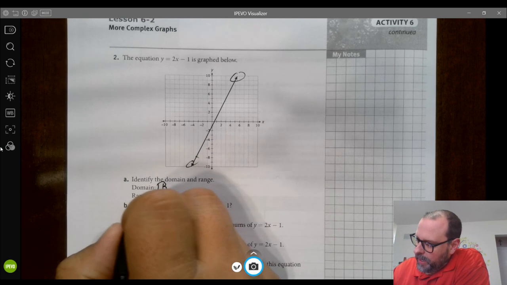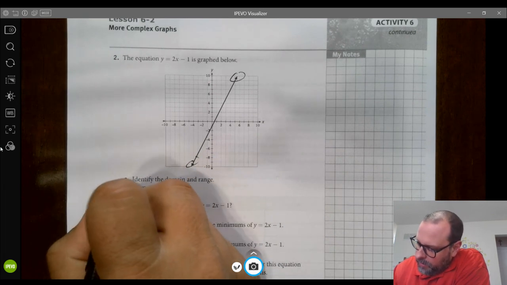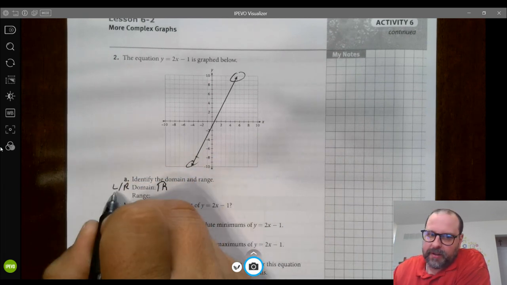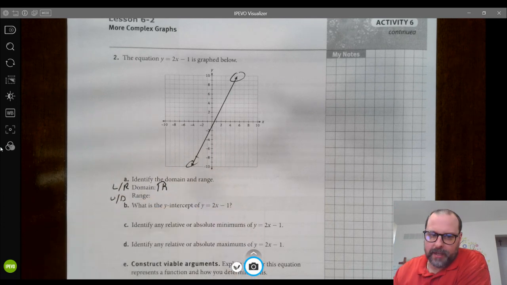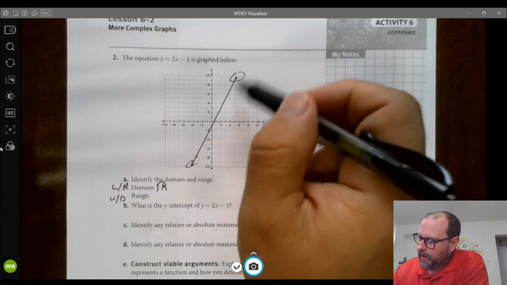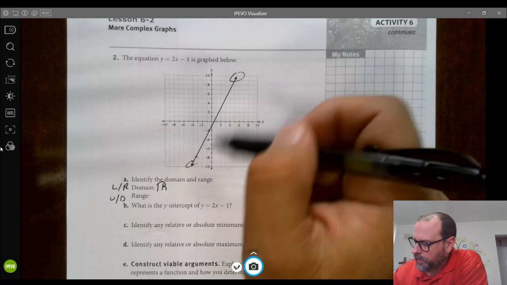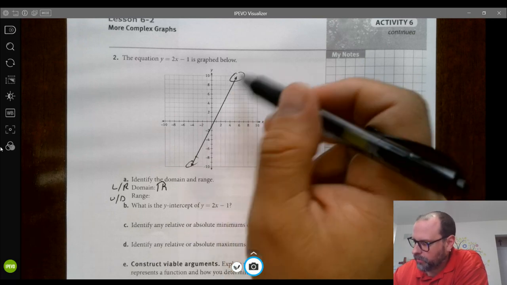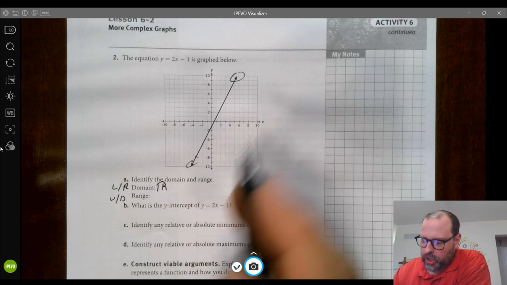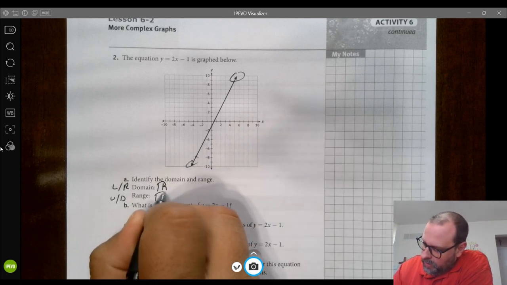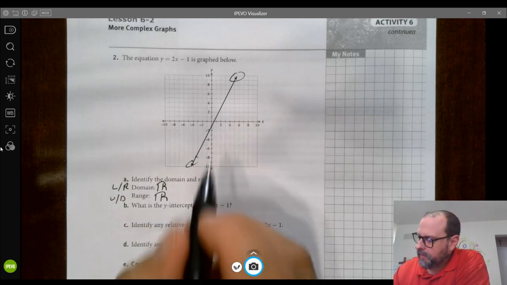Then I look at range as up and down. Like I said last time, x's are for domain, so you could think left, right. For range, I could think up, down. Does this have a starting point for up or down, or high or low? No. It goes up forever and down forever. So what's the range? All real numbers.